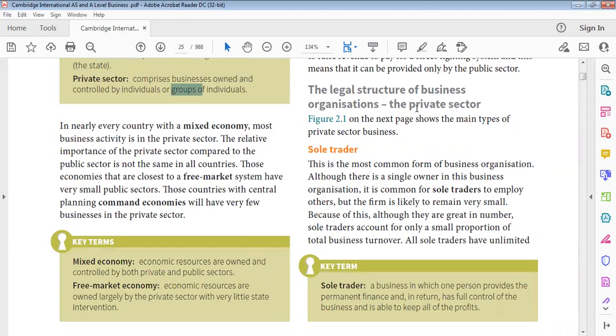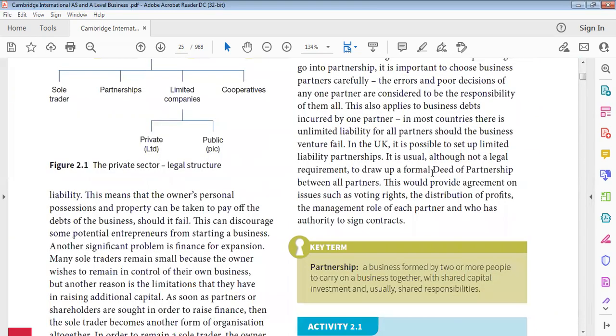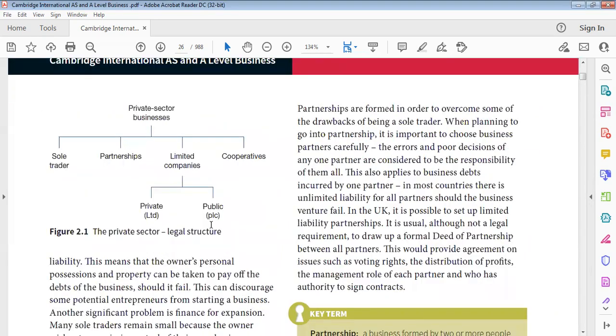Now, inside the private sector, there are even further categories. Let me show you. Look at this. This is what you need to remember.